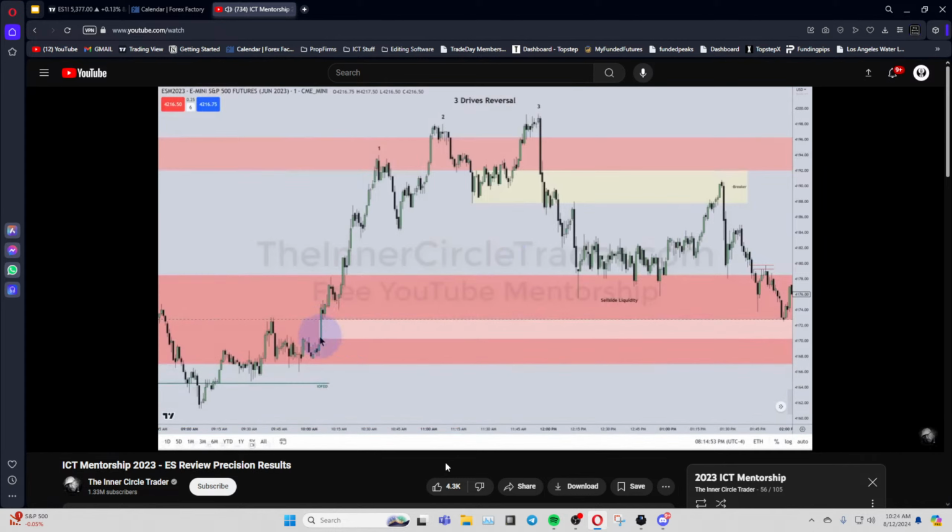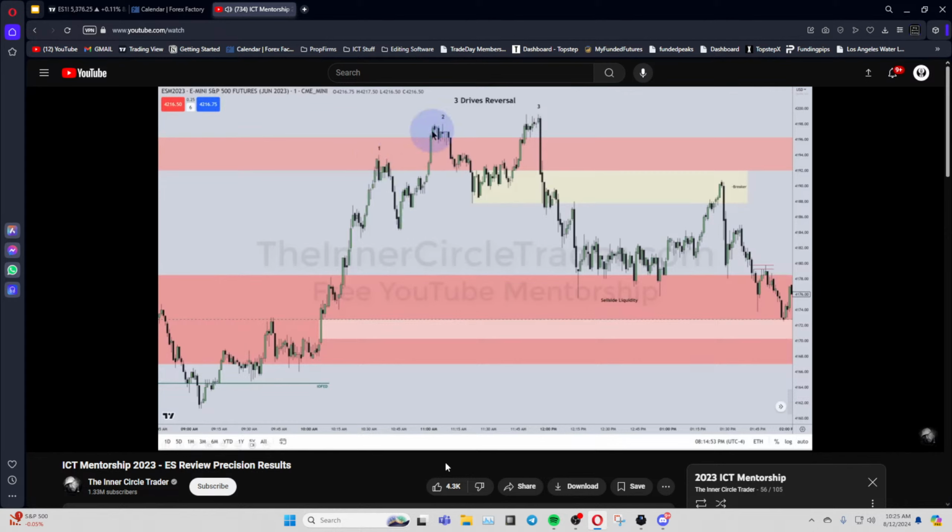Imbalance refined into that fair value gap here. It drops down in, clearing up relative equal lows here. Before we get to that, let's look at the 3 drives pattern. We have consequent correction of this imbalance, runs above this short-term high.